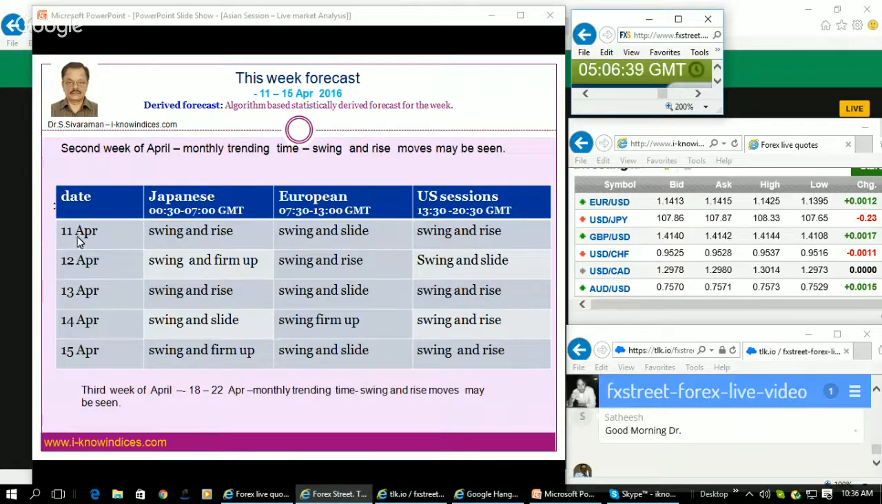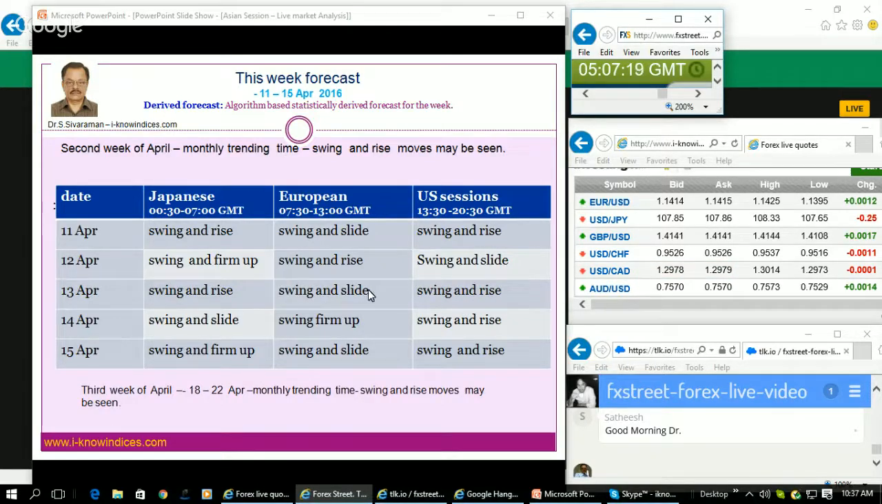Now, on 11th of April today, swing and rise is expected during the Japanese session, and then swing and slide during European session, and then again they are expected to make the rise during the US session. Then tomorrow they are expected to make the swing and firm up during the Japanese session and rise quickly during the European session, and then start making some profit booking slide during the US session. Then on Wednesday midweek, they are expected to make the swing and rise during the Japanese and swing and slide during European and swing and rise during the US session.